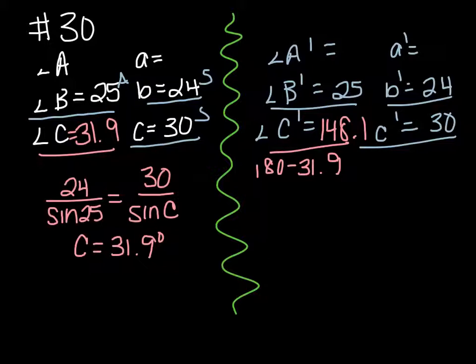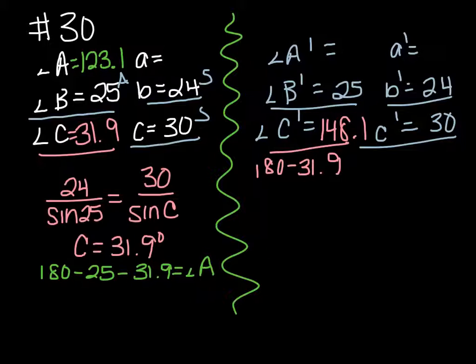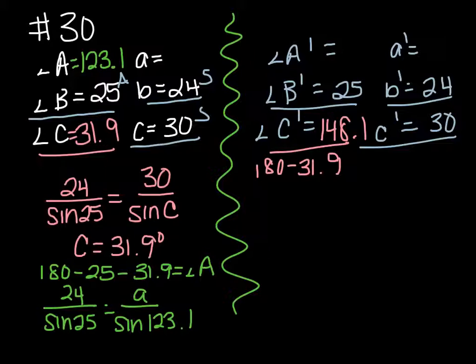To find angle A, I'm going to take 180 and subtract the two angles I know. When I do that, I get 123.1 degrees. Now I'm just going to use the law of sines to find the remaining piece. 24 over the sine of 25 equals side A over the sine of 123.1. I will cross multiply to find A. Side A equals 47.6.